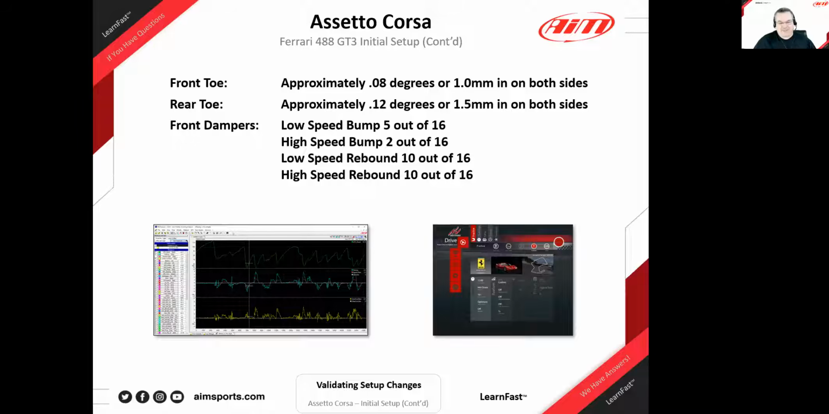As a little bit of a math nerd, I think that you almost have to do that, right? Because you could have different size wheels, or people could be measuring in different spots, and that would affect it. But the degrees are the degrees. Right. So I get it. Exactly. So anyway, that's the front toe and the rear toe. 1 millimeter in on front, 1.5 millimeter in on the rear on both sides. Front dampers, just all the different bump and rebound settings. And then you can go on to the next slide.